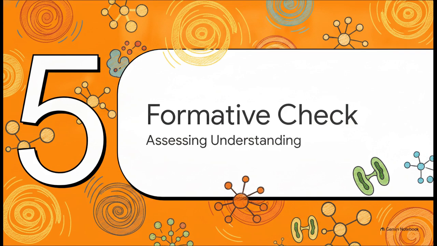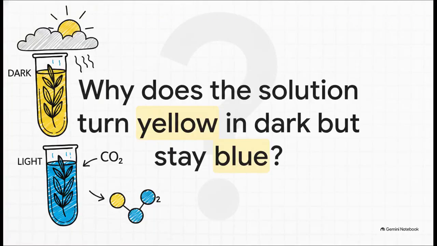Let's see how we're doing. Section 5. Formative check. Assessing understanding. Picture this, a classic biology lab setup. Imagine a test tube filled with a liquid called bromothymol blue, and inside is a little aquatic plant called Elodea. Now, bromothymol blue is a special indicator. It turns yellow whenever carbon dioxide is present, and it stays blue when carbon dioxide is absent.